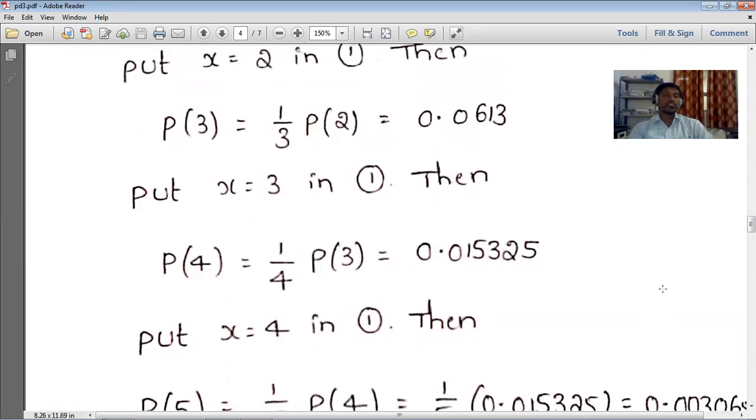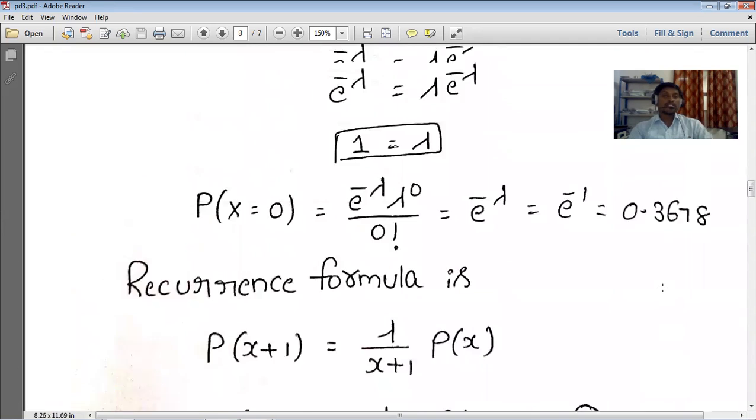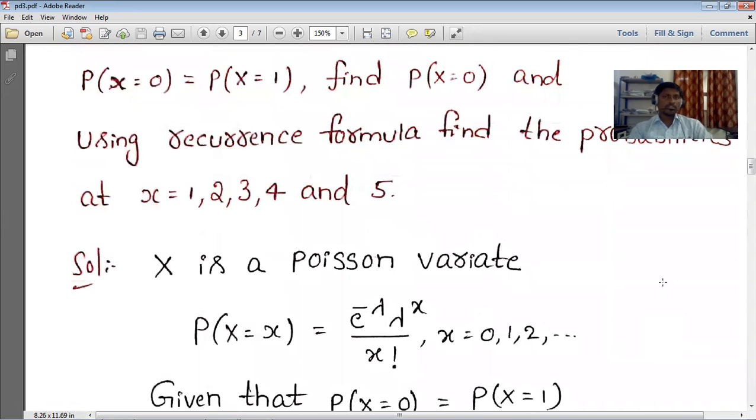Okay, that's it. So if they mention specifically to use the recurrence formula, then we have to use that recurrence formula and calculate different probabilities, not only up to 5. We may calculate up to 100 also. That's why we call this the recurrence formula. For various values of x we can find the probabilities by using the recurrence formula.